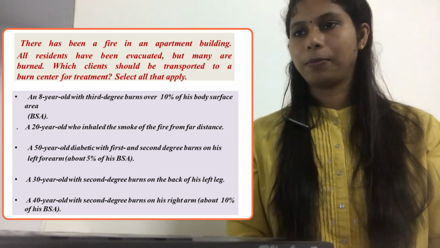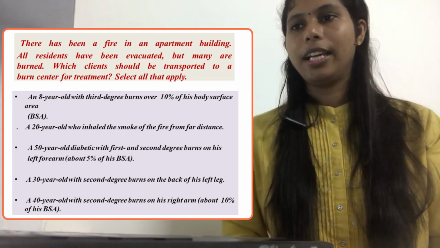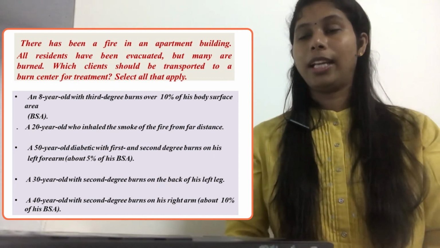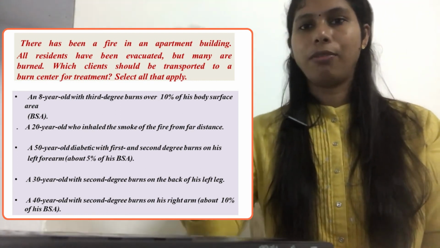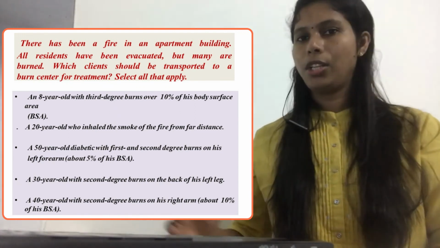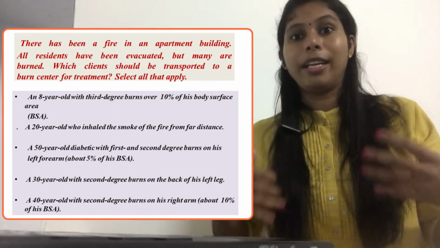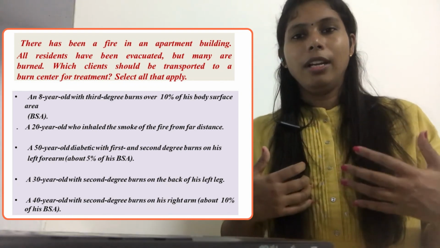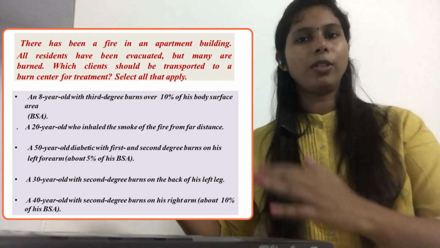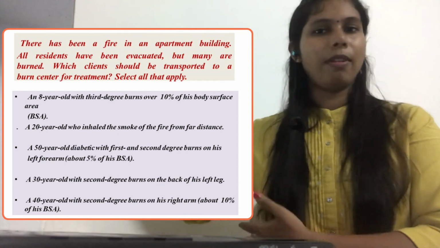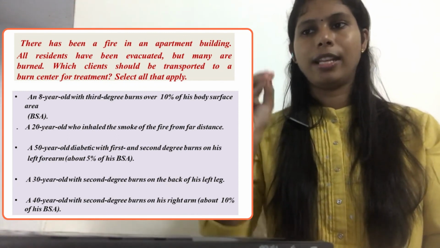So what are our answers? Our answers are options A and C. Those are the main priority clients who should be immediately transferred to a burn center for treatment. Then other clients, based on their situation, may develop some other symptoms. Some might get anxiety, some might get a severe feeling of fear or something. Based on that, we will do further assessment and then transfer. But the main priority cases here are A and C, the 50-year-old and the 80-year-old. Is that clear? So this much for first, second and third degree burns.